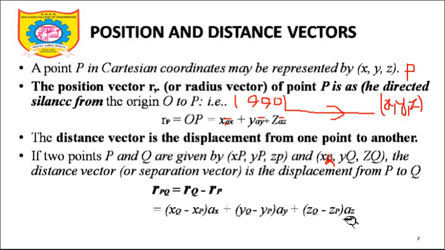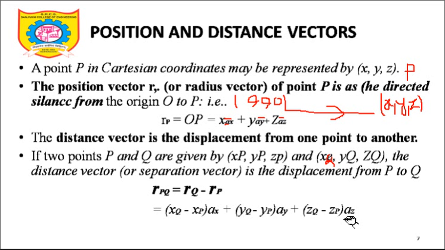So anyways, if you subtract the x coordinates of 2 points and add it with the ax bar notation, subtract the y coordinates of 2 points and append it with the ay bar, and subtract the z coordinates of these 2 points and append it with the unit vector in the direction of z, you will get the distance vector.